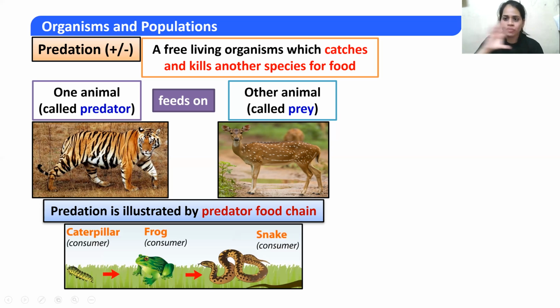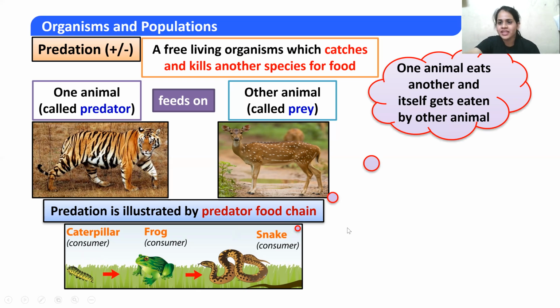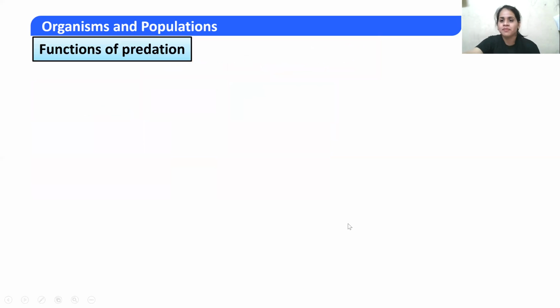So predation is illustrated by predator and the food chain as well. Food chain is the one where one organism depends on the other. One consumes another, and that one consumes a third. So all that can be mentioned as an example of predation. One animal can eat another, which will eat the other. So that's an example of food chain and predation.